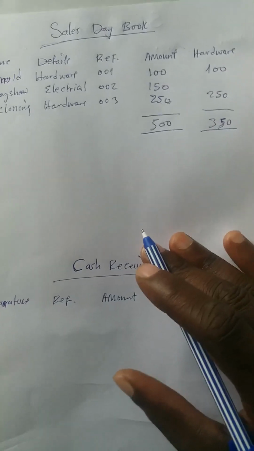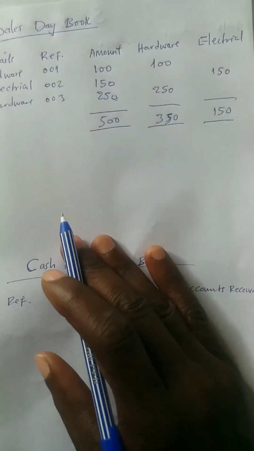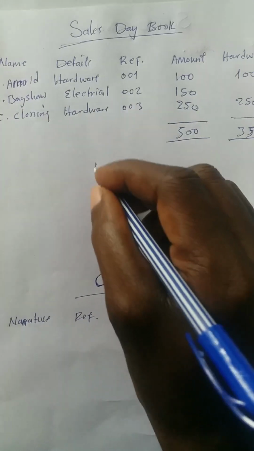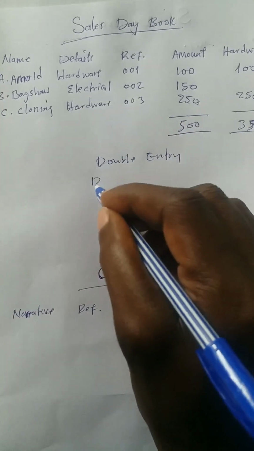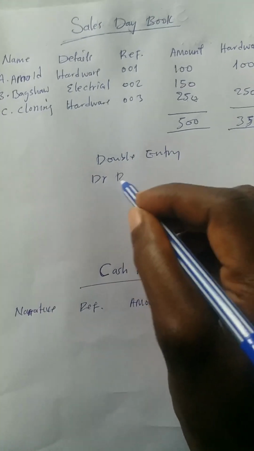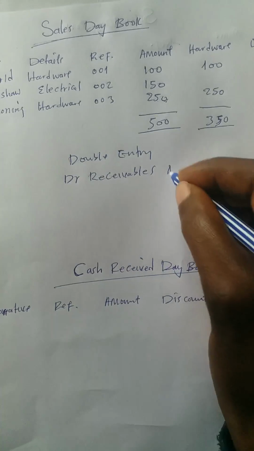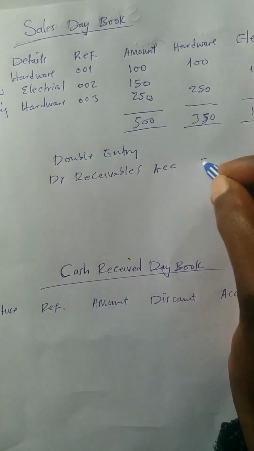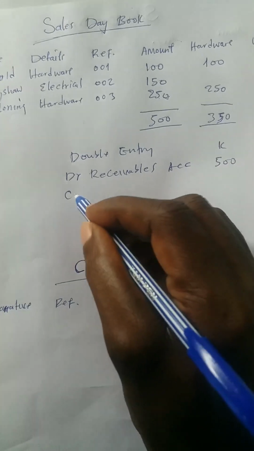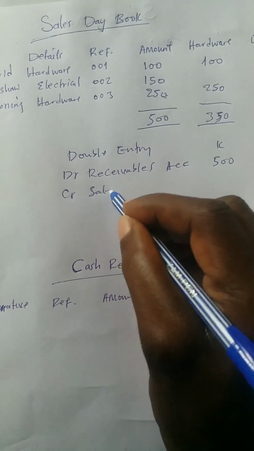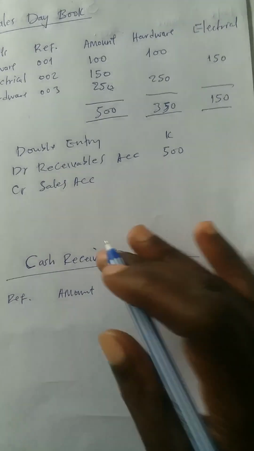So now let's say at the end of the week you want to post these transactions. Where are you going to do? Where are you going to post in the ledger? The double entry, like we did last time, it's going to be debit receivables, because these are sales on credit. Okay, receivables account, we are going to debit. That's the 500 kwacha. Okay, 500 kwacha, and then credit the sales or revenue account, one and the same. Sales account, we are going to credit the sales account.